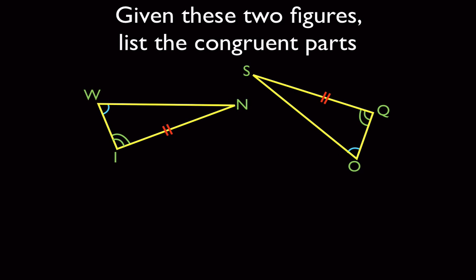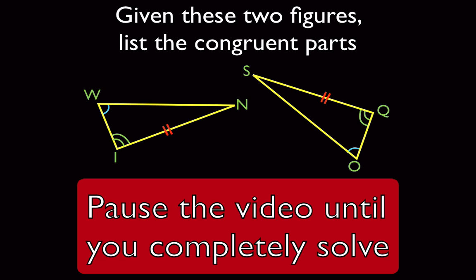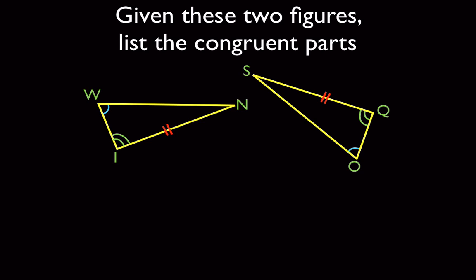Okay, so what you're going to want to do on this one is I want you to list all the congruent parts, that means sides and angles, and of course label the picture completely. So go ahead and pause it, give yourself a little bit of time to do that, and then hit play when you're ready.